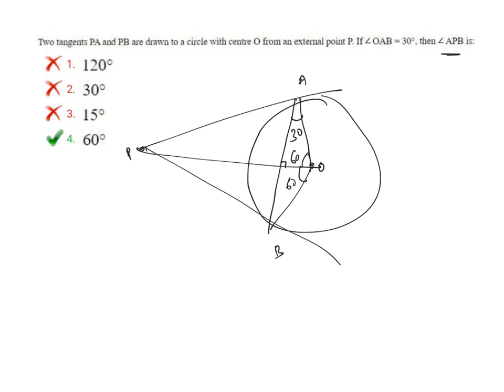Remaining is also 60. As we know, these two triangles, that is POAP and OBP, are congruent. If it is 60, this is also 60. Now we know this is 90. So if it is 60, this is 30 degrees. Therefore this is also 30. Therefore APB becomes 60 degrees here. So it is simply 180 minus theta. If it is 120, then it will be 60 here.